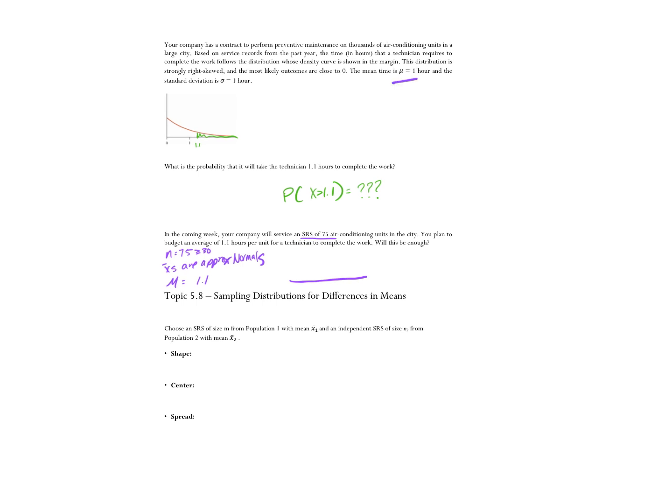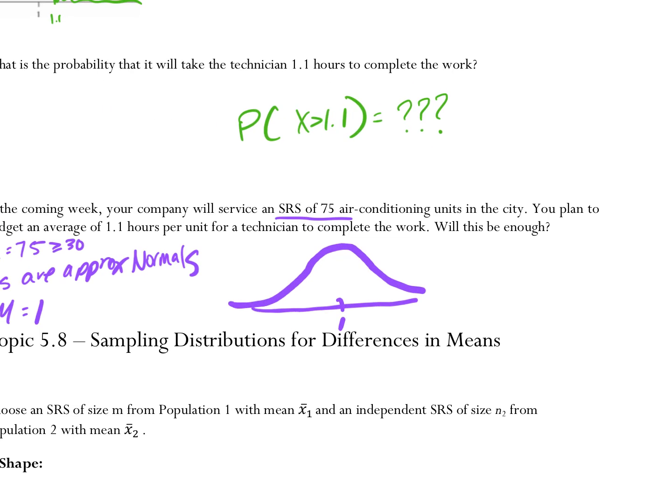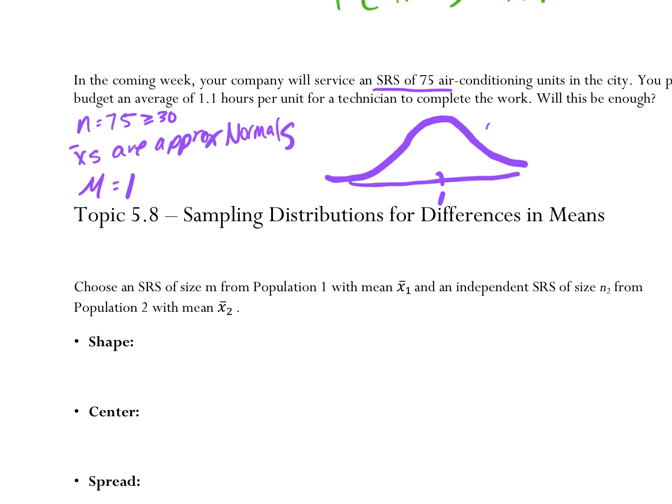Wait. We know the mean is 1. So if the means are approximately normal, on average, it's going to take them 1 hour to do the job, right? What's the standard deviation of the time it takes them to do the job? What is the standard deviation of the mean amount of time it takes them to do these 75 jobs? It would be 1 divided by the square root of 75. Because we're looking at the average time it takes them, we're going to use the standard deviation of the averages.